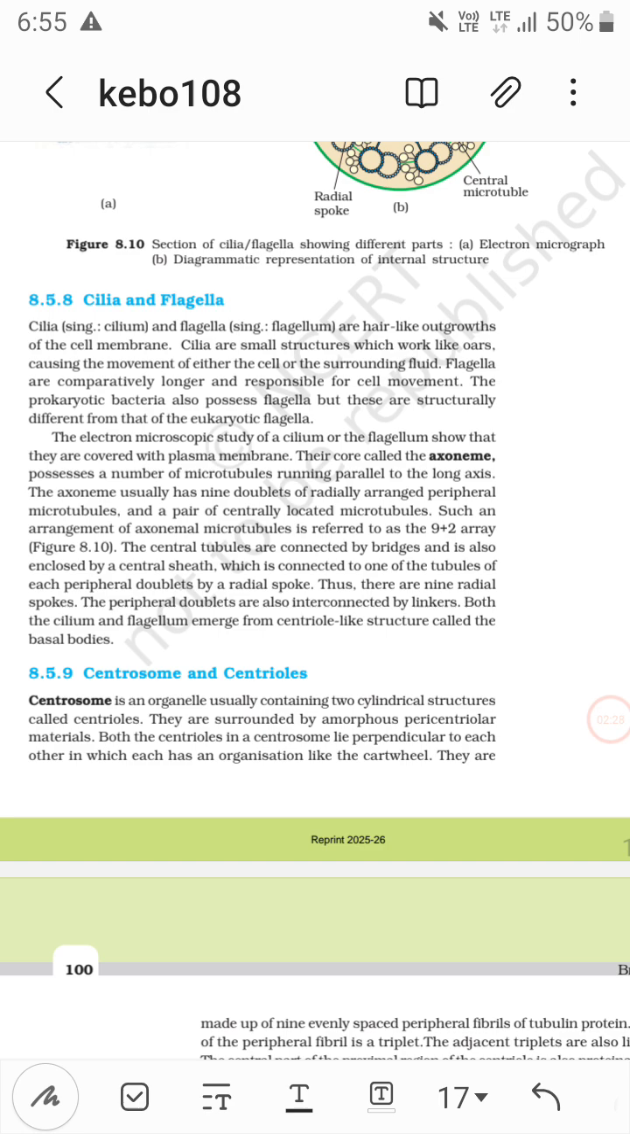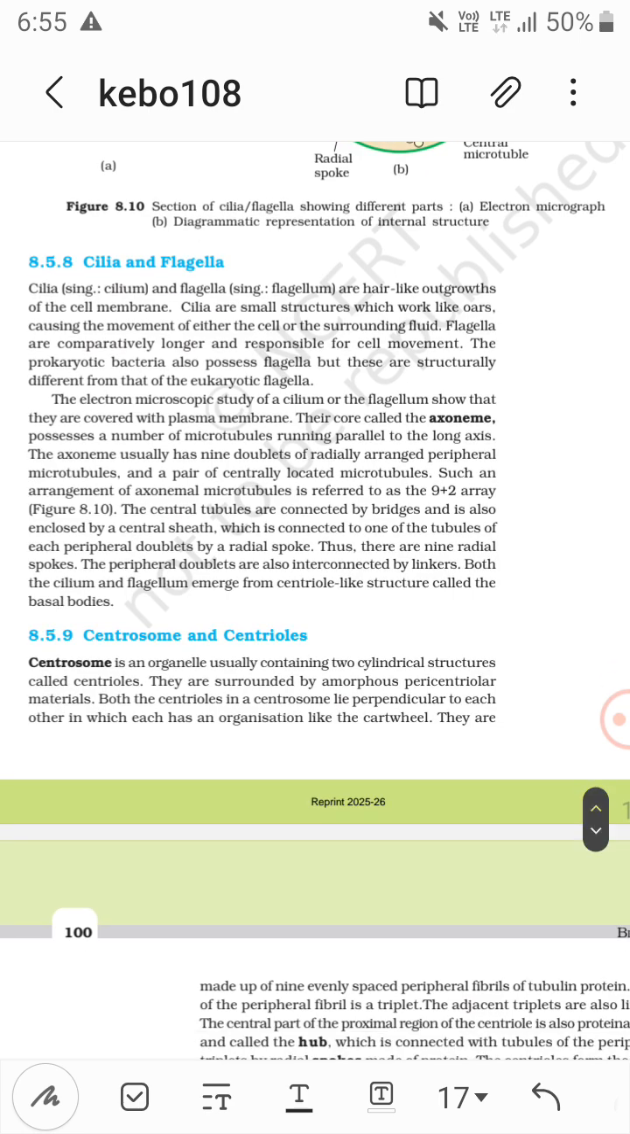Now prokaryotic bacteria also possess flagella, but these are structurally different from those of eukaryotes. So prokaryotic bacterial flagella and eukaryotic flagella are structurally different, right? Now there is a core, that is the axoneme, okay, and cilia and flagella have the plasma membrane. Now they have centrally located microtubules, two of them, and they also have 9 doublets of radially arranged peripheral microtubules. So this is why it is a 9+2 arrangement, right? 9+2. These are for eukaryotic flagella, right?